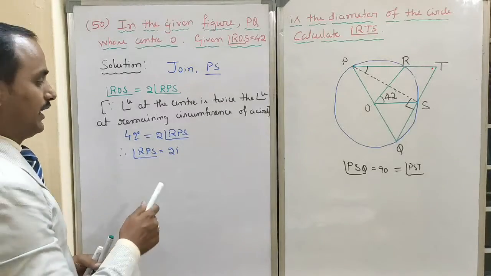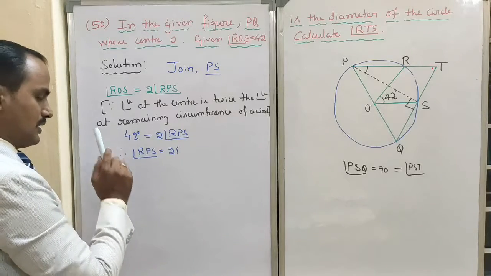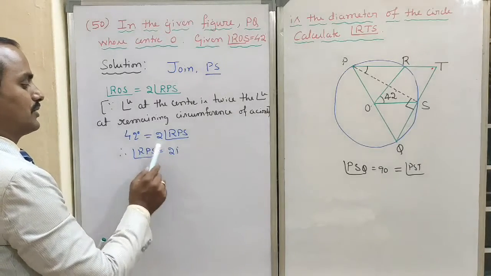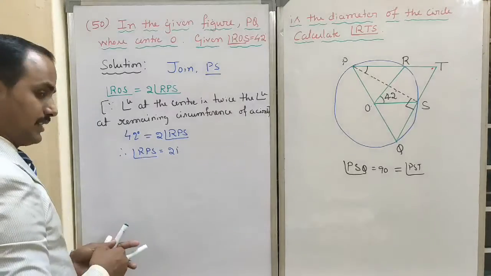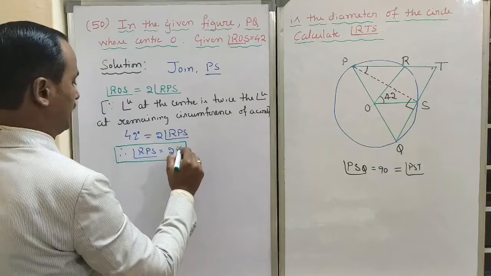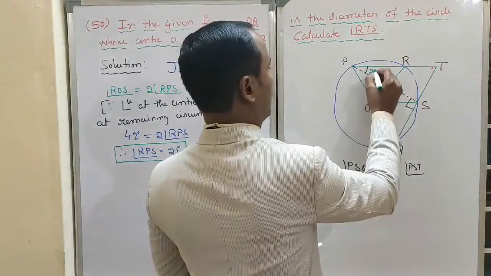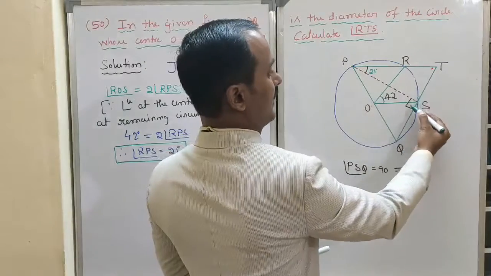How it came, you already understand. 42 divided by 2 means 2 ones are 2, 2 twos are 4, so 21 degree. Got it. Clear? Now, RPS I found out. This angle we found out is 21 degree. Now, I will write this angle.